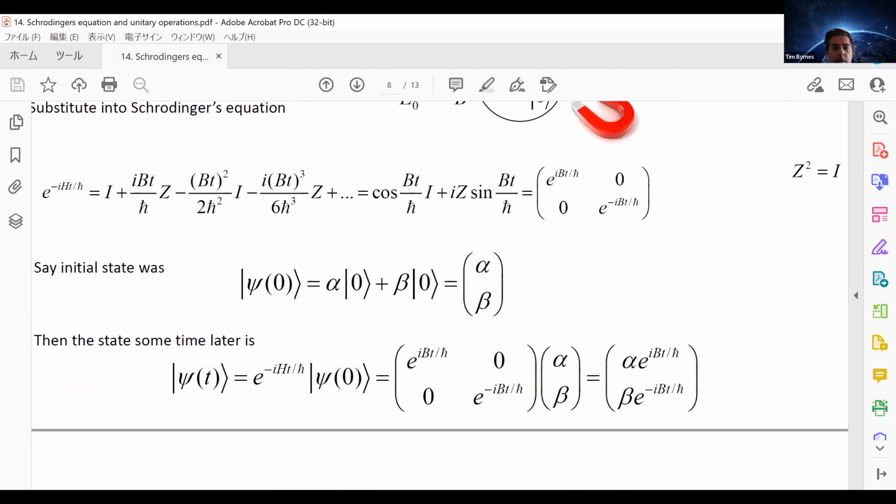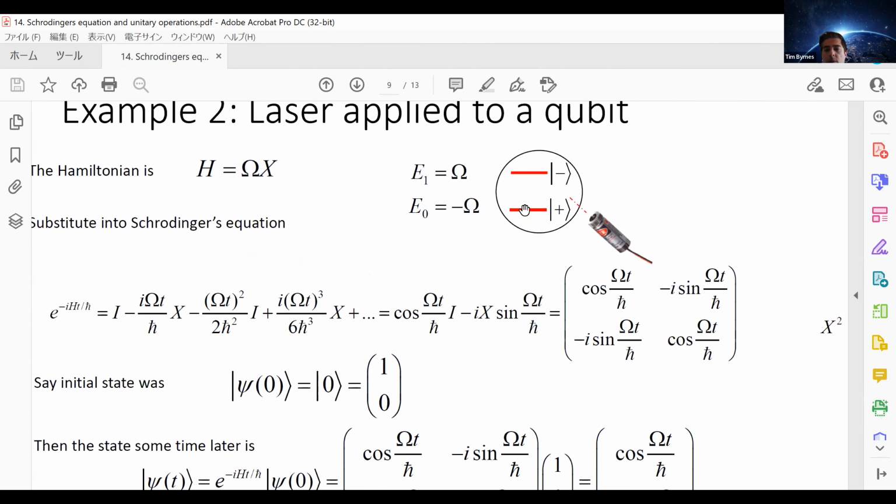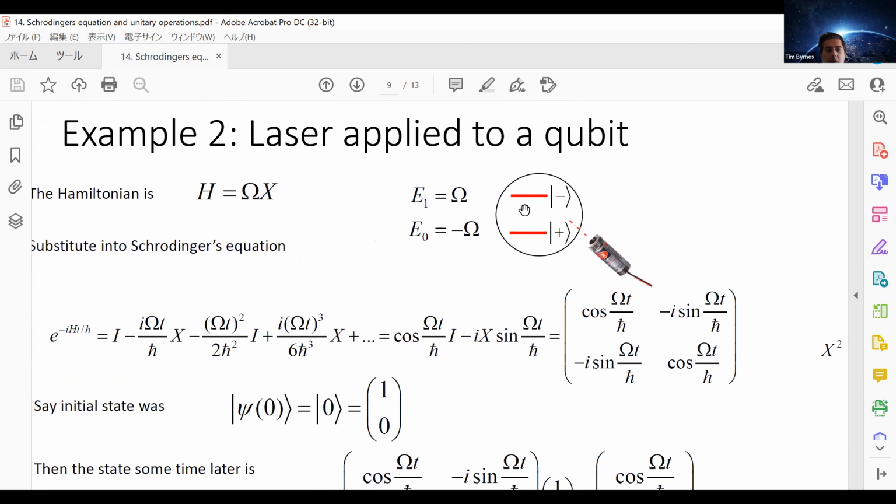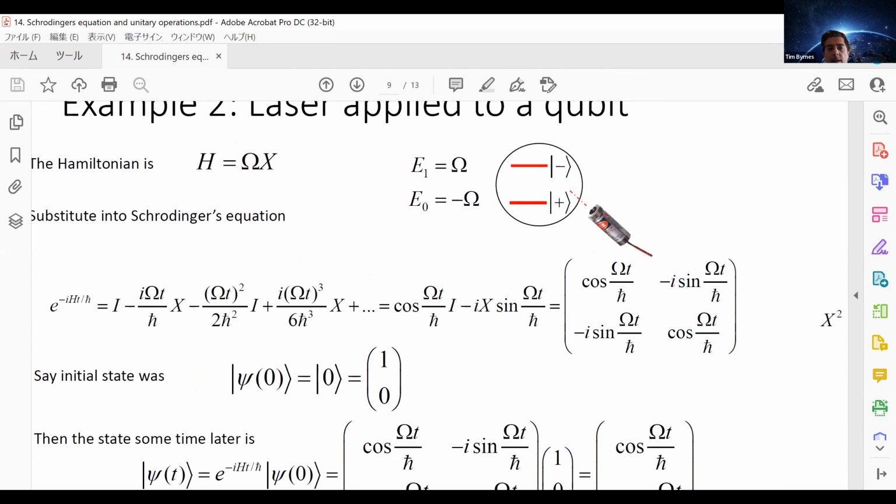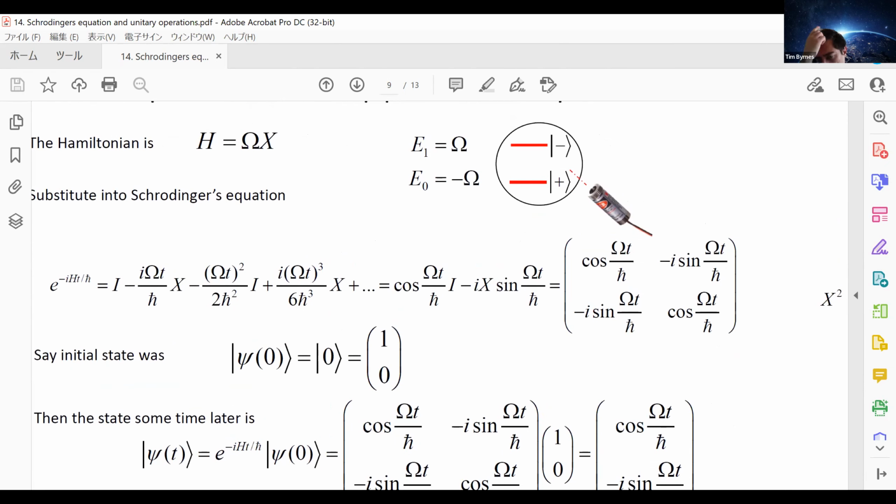So I think maybe we'll leave the next example for the next lecture. But basically, what we're going to have is something kind of similar, except that the Hamiltonian is going to be different. X is going to be the new Hamiltonian, and so we're going to see a slightly different type of time evolution of the state.